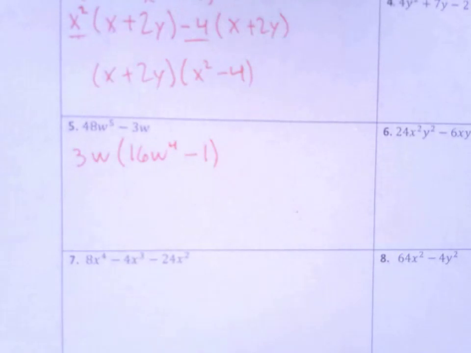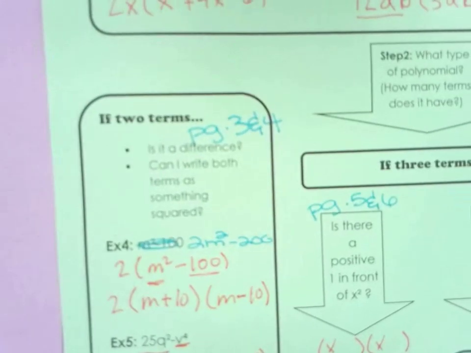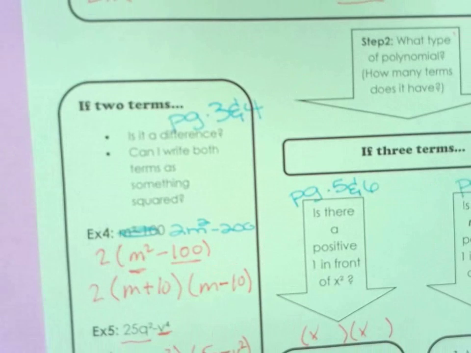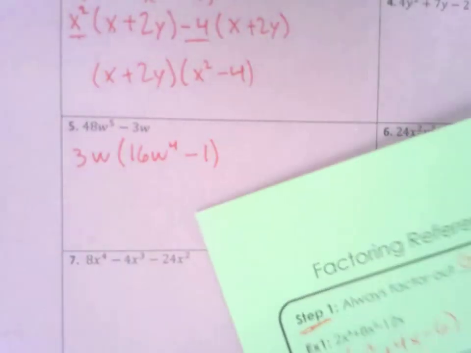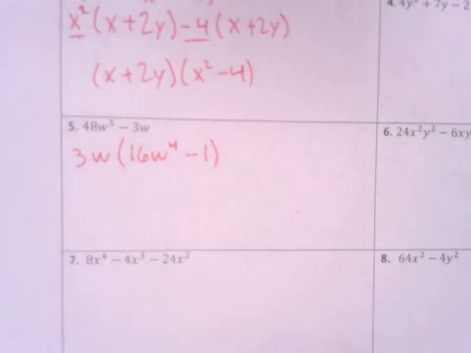Now step 2 says what type of polynomial? How many terms do we have? 2 terms. So it's a binomial. There's only one way to factor 2 terms. Difference of squares. Yeah, difference of 2 squares. Is this a difference? Yes. And are these 2 numbers squares? Yes. So it's weird with 1, but 1 is a square. 1 times 1 is 1.